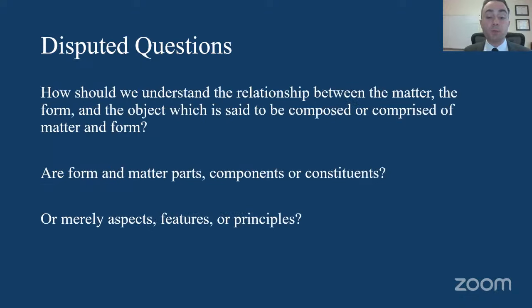Another important question one can ask about the theory of hylomorphism concerns the relationship between the matter, the form, and the object which is said to be composed or comprised of matter and form. What does it mean for an object to be composed or comprised of both matter and form? Are matter and form to be understood as parts or components or constituents of the object? If so, is the form of a material object a part of that object in the same way that its material parts are? Or is it a part or component or constituent in a different sense?